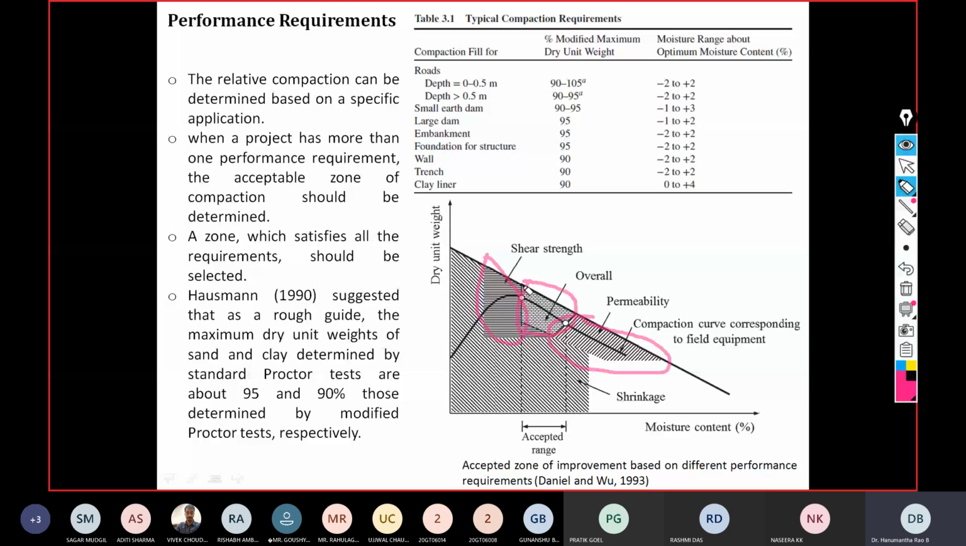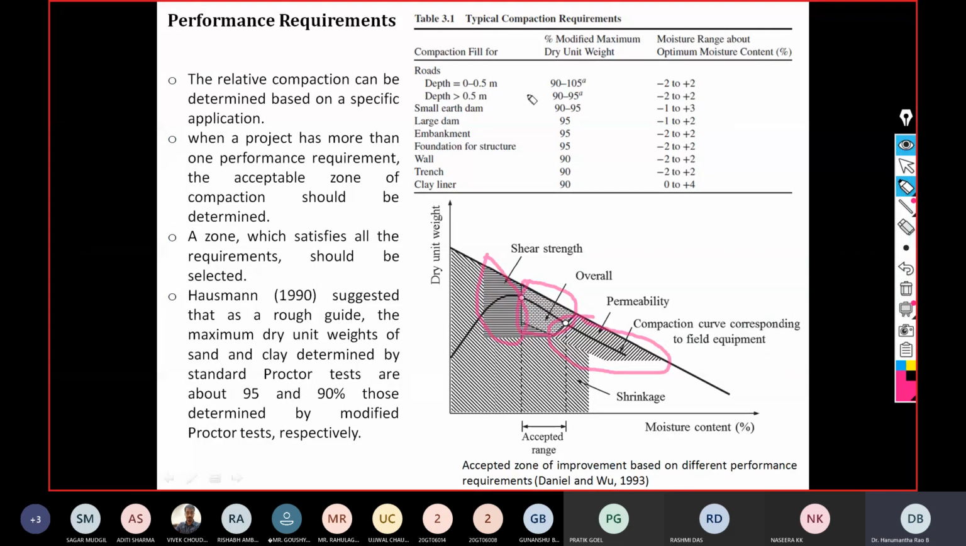So this is the overall. But of course, it's possible to attain that desired target value of density or the OMC. So therefore, what we do is adjust the OMC and gamma D max values relatively. So the same thing has been listed in this table.